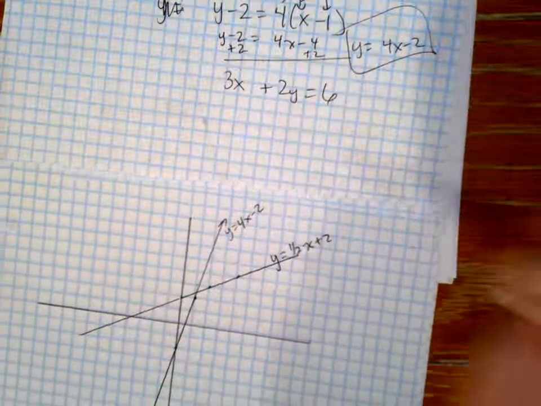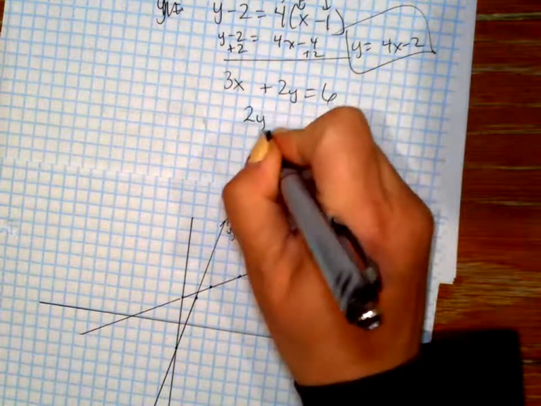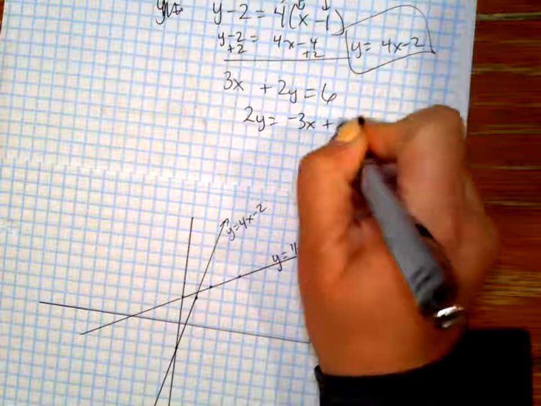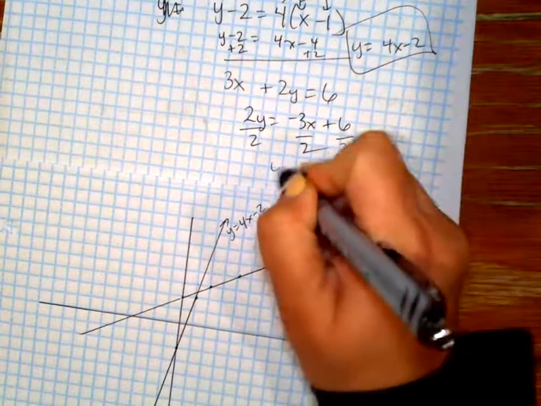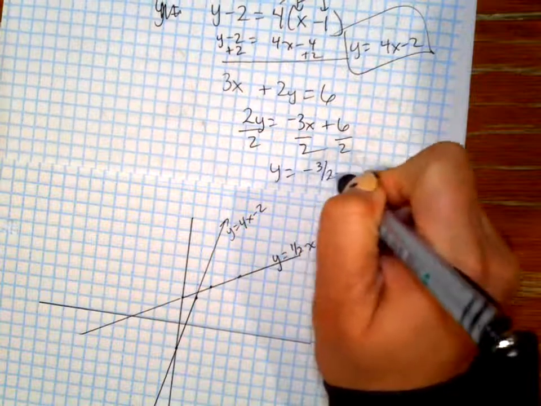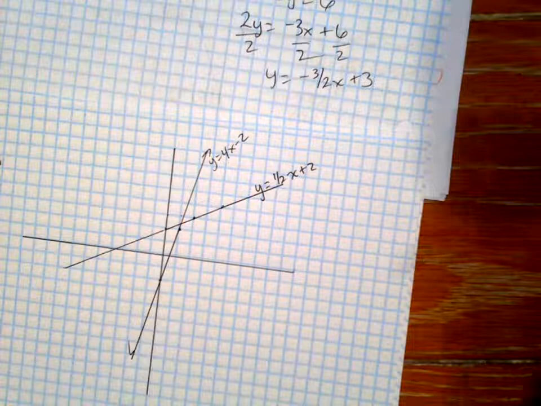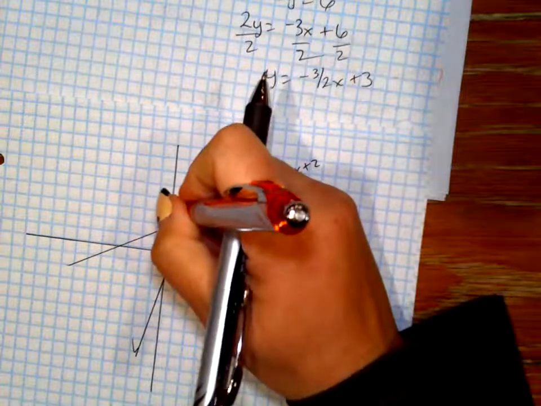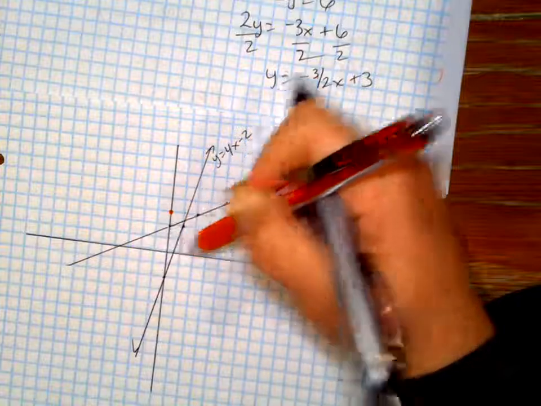I think my class likes to always just put it in y equals mx plus b form, so I'll do it that way. 2y is equal to negative 3x plus 6. Divide everything by 2. Y is equal to negative 3/2 x plus 3. So I'm going to start at 3, and I'm going to go down 3 over 2.